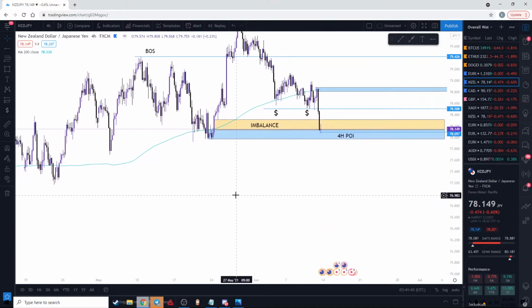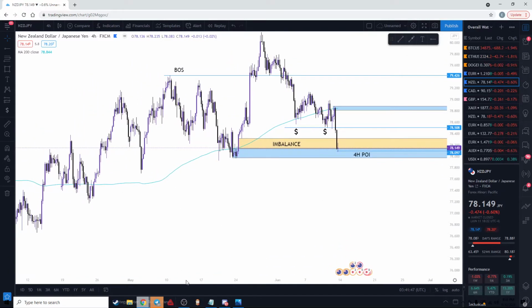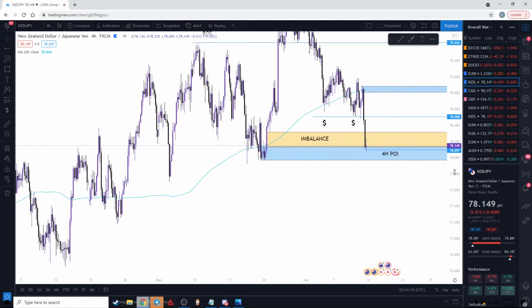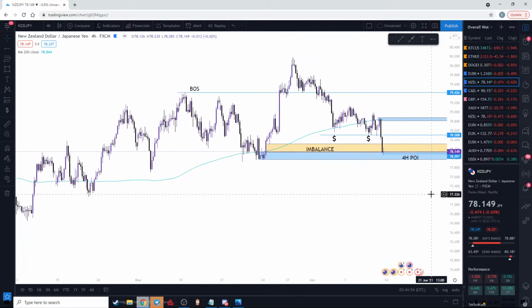NZDJPY. And guys, you're going to notice I do the same thing, and I think consistency is key in trading. You don't want to always be switching up your strategy or what you do, because you just can't find consistency in that. It just doesn't make sense to switch it up if you have a strategy that works, which it's been working for me, so I don't want to switch it up.